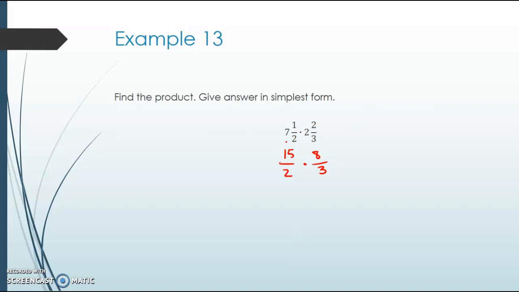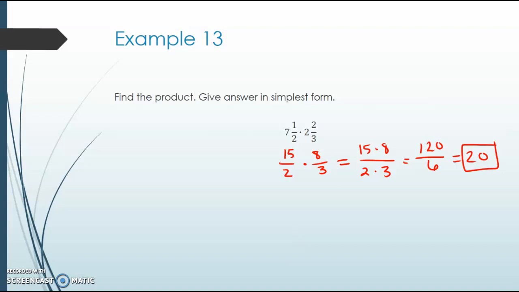And then because it's just multiplication, I'm just going to multiply across. We're going to do 15 times 8, over 2 times 3. So 15 times 8 is going to be 120. And then 2 times 3 is 6. And then 120 is divisible by 6. And so our answer equals 20, which is in our simplest form.